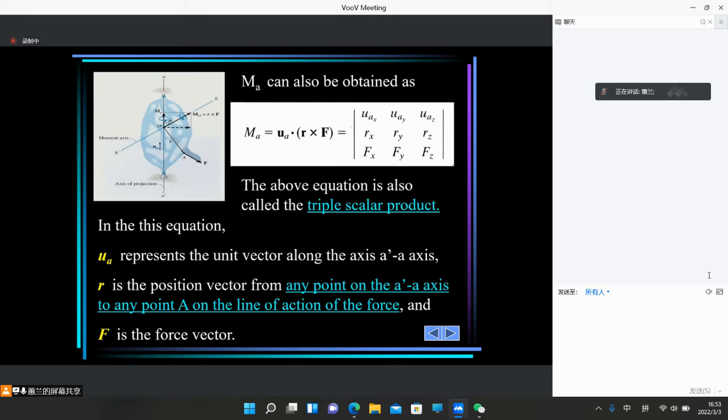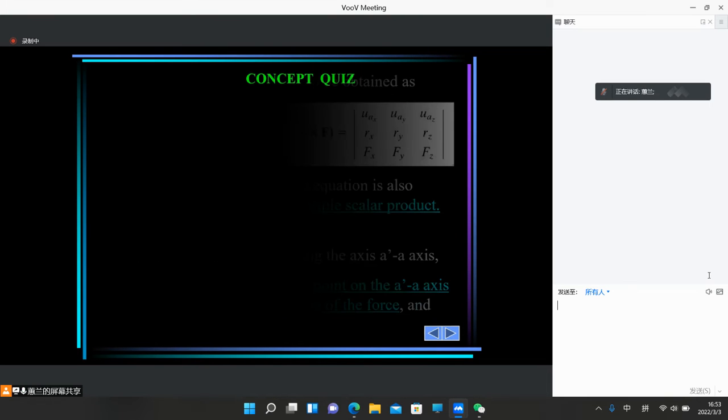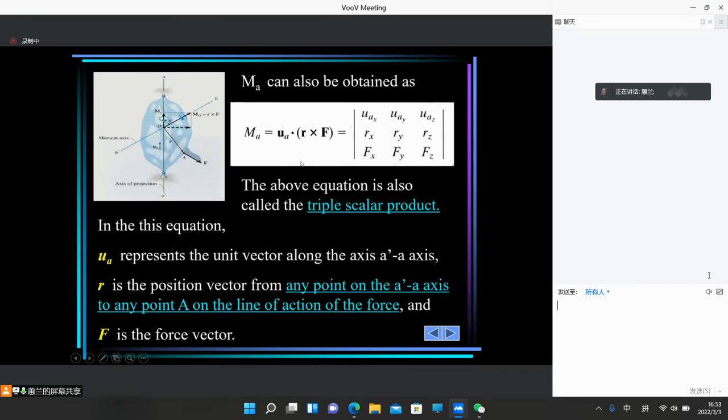So you say, if you want to find the moment about, here again, I need to repeat, okay? Maybe I need to repeat. You say here is the equation to calculate the moment about an arbitrary axis. This is UA, the unit vector along the axis.